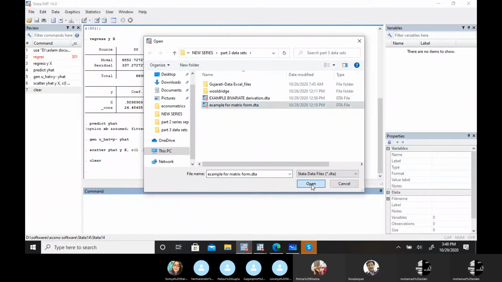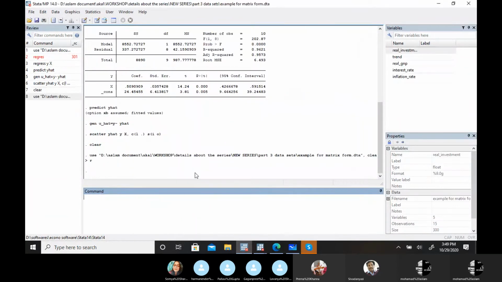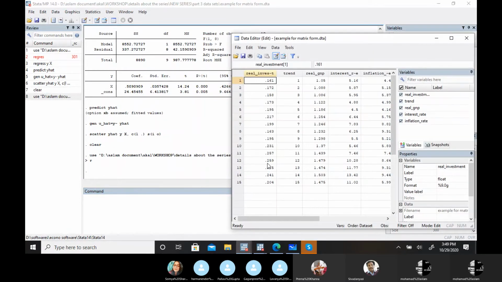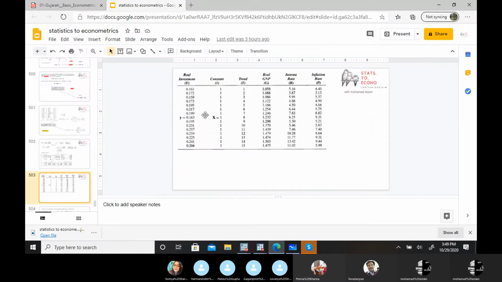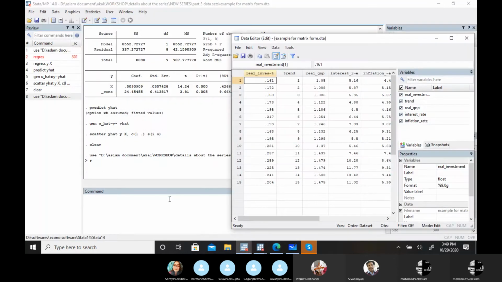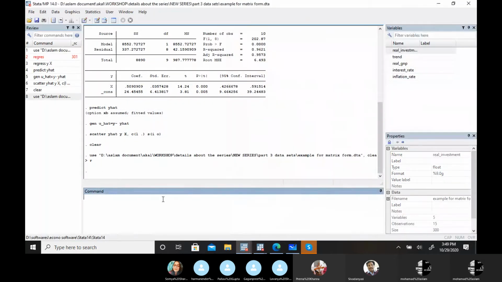Okay, I just entered this data in the data window. This is the same data, my dependent variable and independent variables. So in the software, you just need to type regress, dependent variable real investment, then independent variables trend, real GNP, interest rate, inflation rate.